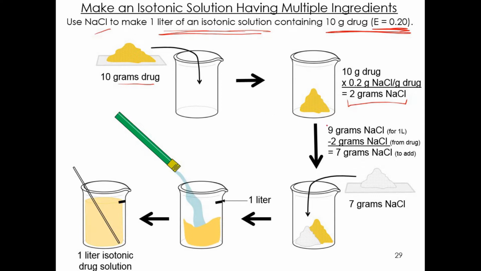And so instead of just adding 9 grams of NaCl like we normally would to make 1 liter of isotonic solution, we would only need to add 7 grams of sodium chloride because 2 grams are represented by the drug. So we could add 7 more grams of NaCl, add enough water to get to the 1 liter mark, stir it up, and we have our isotonic solution that contains drug and NaCl.